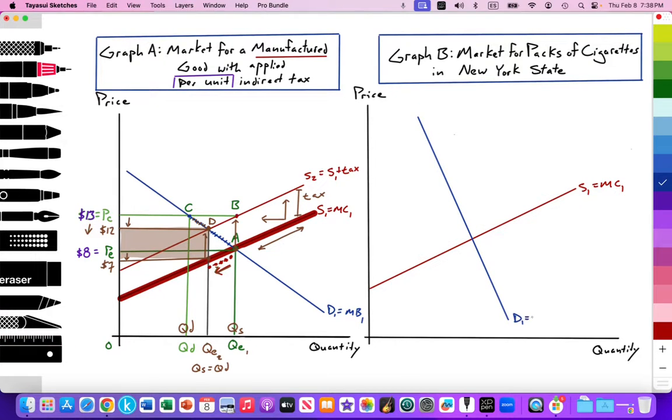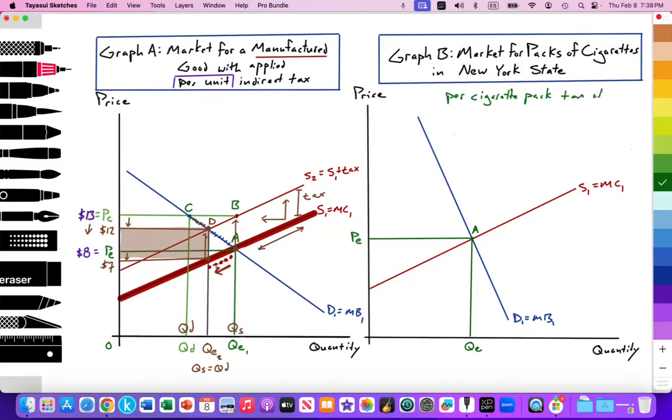Demand equals marginal benefit, and that sets an equilibrium. And that equilibrium is where S1 equals D1. So we're going to label that price equilibrium and quantity equilibrium. Here is point A. And then we're going to apply a per unit tax. So a per cigarette pack tax of, let's say, $5 just to keep it simple.